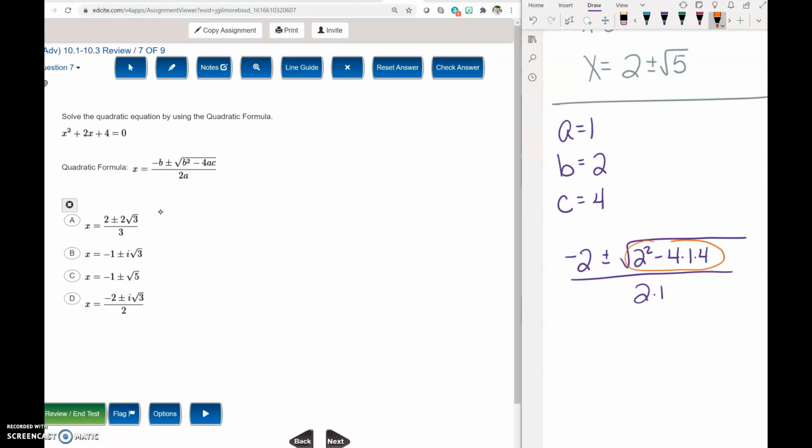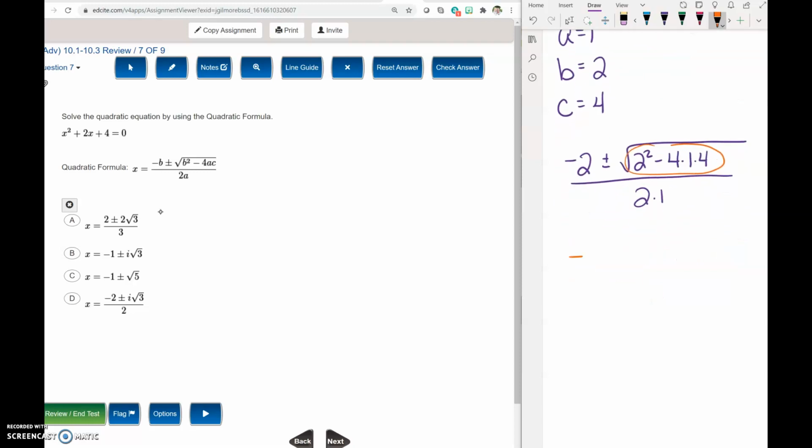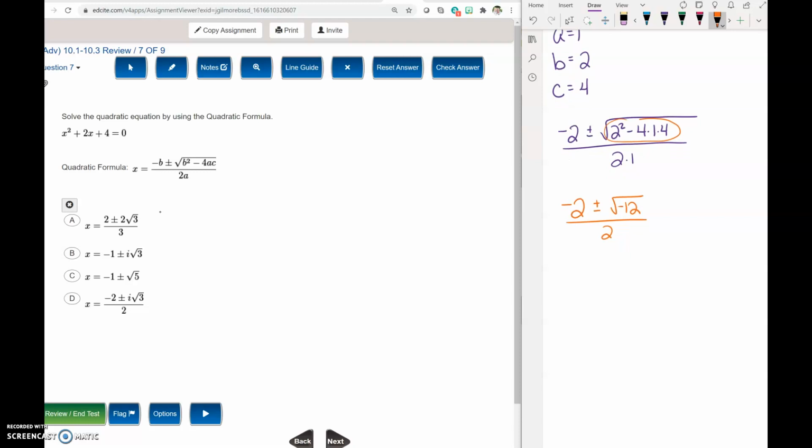I always do the stuff under the radical first. So in my calculator, I'm going to do 2 squared minus 4 times 1 times 4. I get negative 12. So I have negative 2 plus or minus the square root of negative 12 all over 2. All right, now off to the side, I would take the square root of negative 12 and simplify that.